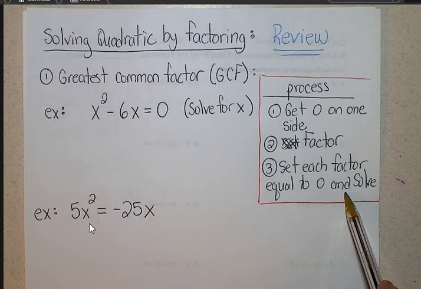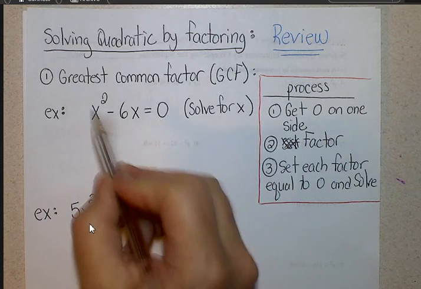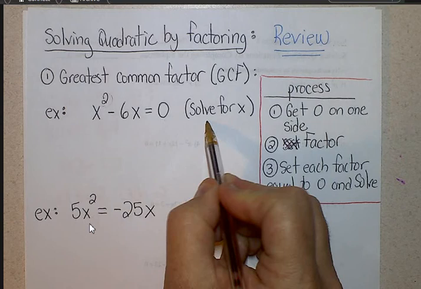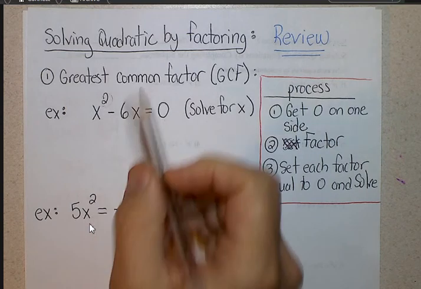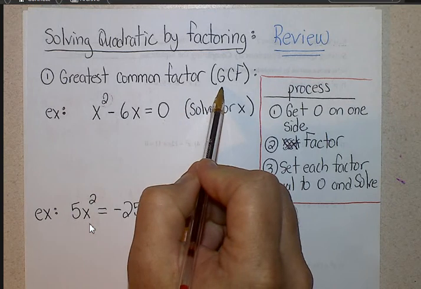Okay? In the first example, you can see that 0 is already on one side. We're dealing with an x squared, so we got 0 on one side. All right, now we want to solve for x. So the way we do that is we think, okay, how can we factor this? And obviously we're going to factor it using the greatest common factor because we're under the GCF lesson right now.